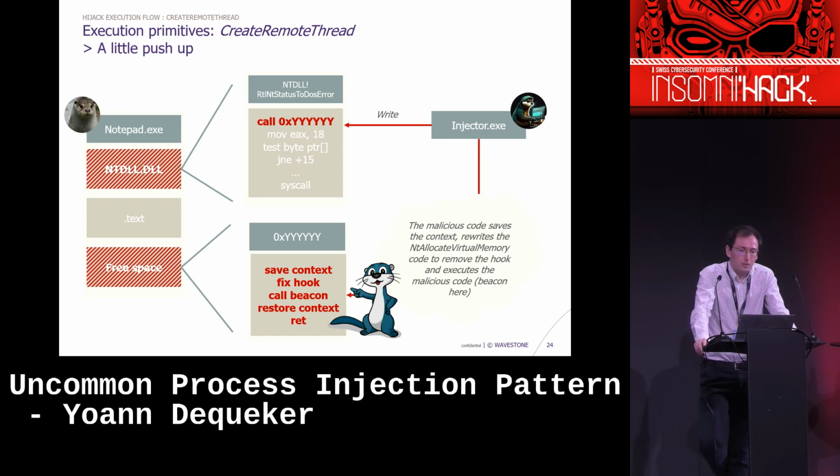So for notepad.exe, when it tries to call the RtlNtStatus error function, its execution flow will be automatically redirected to our malicious section. And once our malicious section has been executed, it will give back the execution flow to the ntdll function that will end and return the execution flow to notepad.exe. So at no moment is there any thread involved. We haven't created any thread, and we were able to redirect the execution flow of the function.